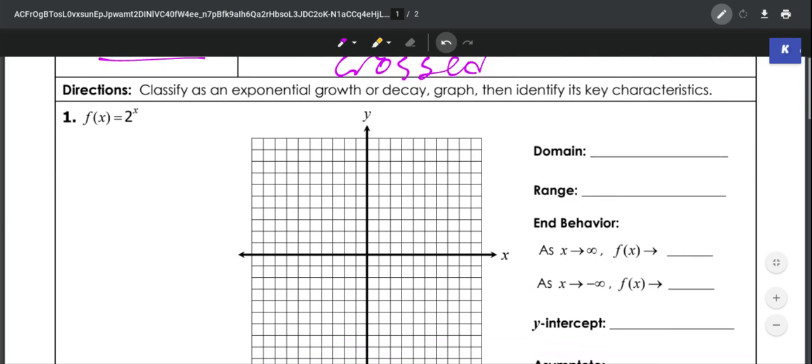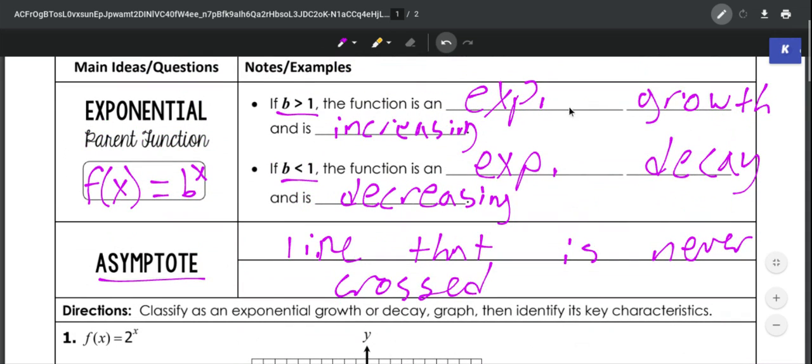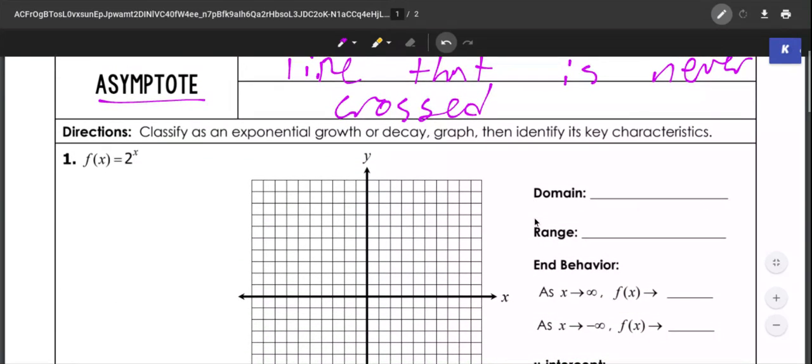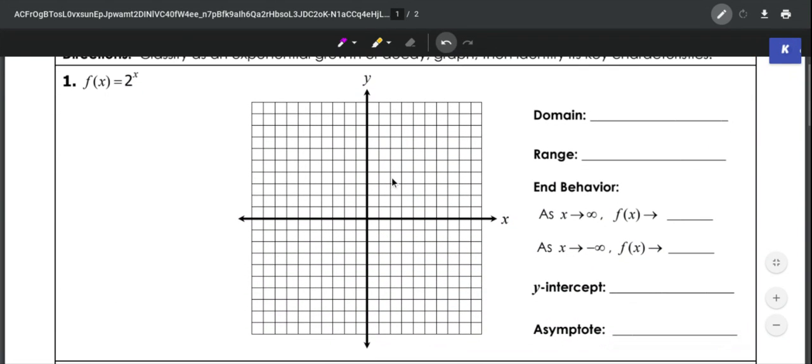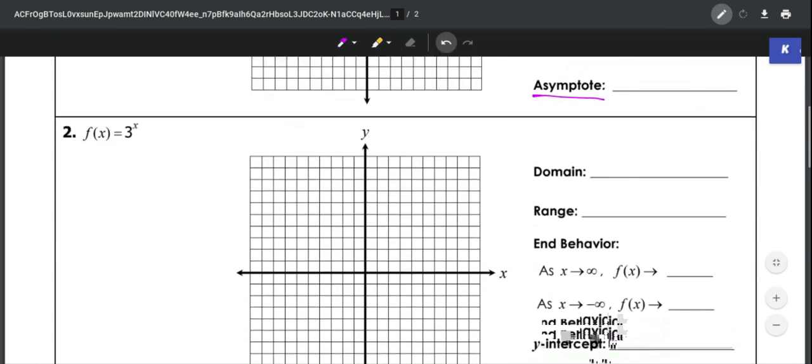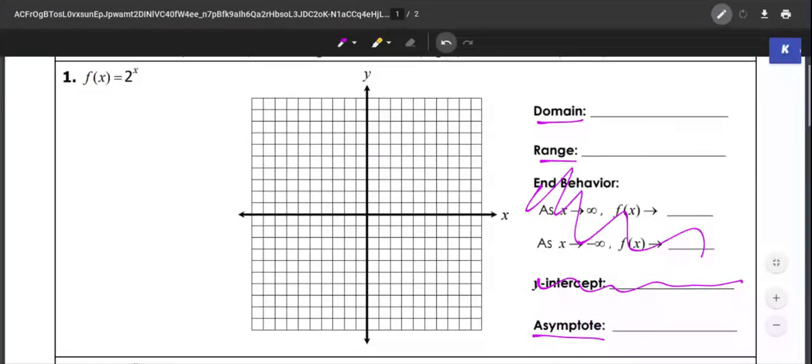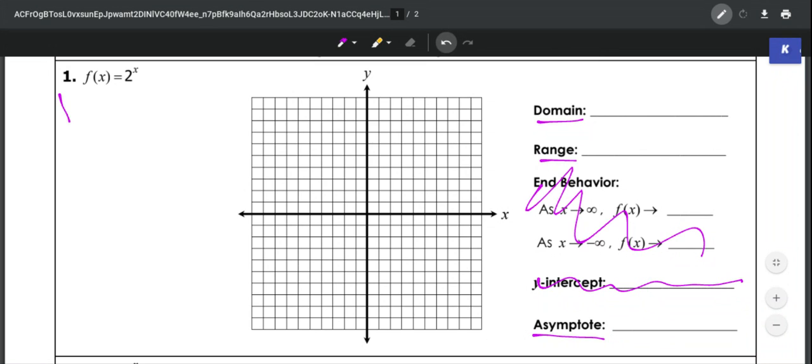So when we look at actually graphing these, we're going to look at one exponential growth, one exponential decay, and your homework's going to actually come from these notes. And don't worry about the end behavior or the y-intercept. We're just going to worry about domain and range and the asymptote. So let's look at number 1. The easiest way we're going to do these is just setting up an x and y table and plugging in those values.